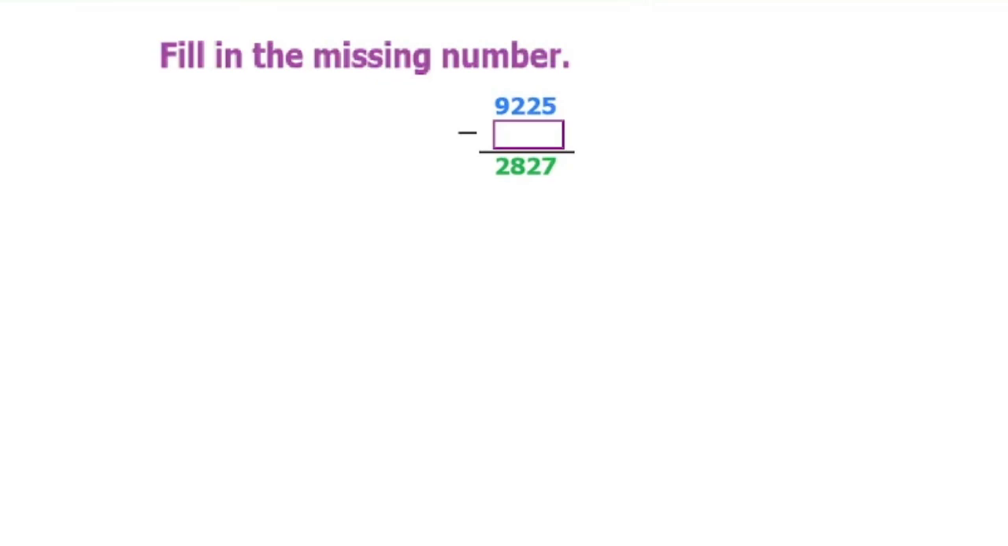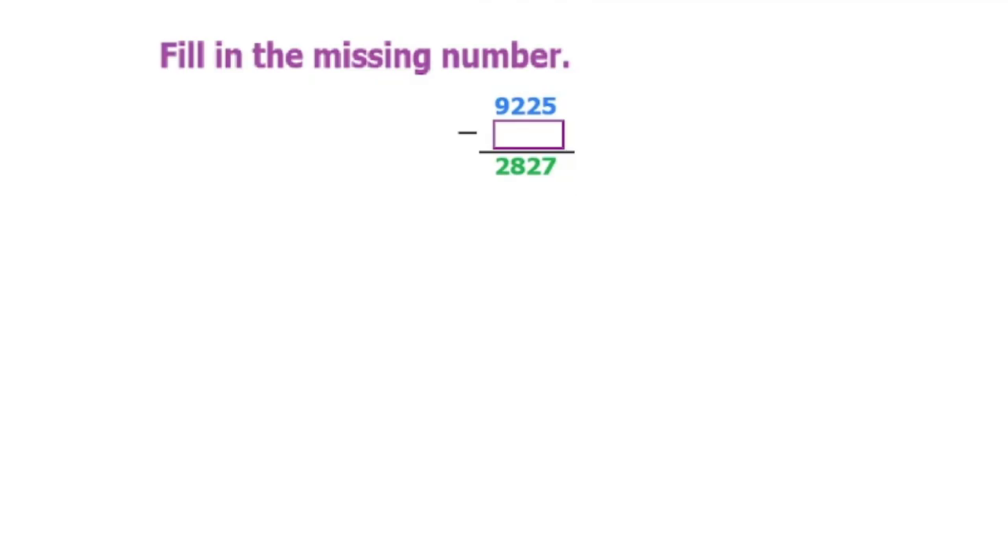In this video, we're going to work on a subtraction problem. So if we have a question like this that says fill in the missing number, and we have 9,225 minus a mystery number has to equal 2,827. So how are you going to solve that?